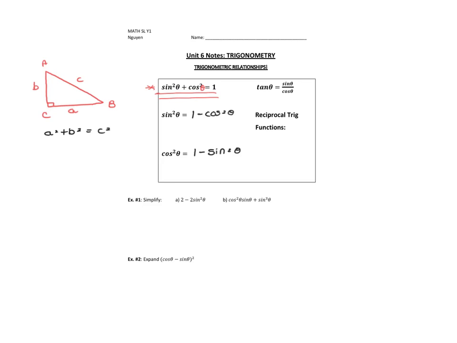Now, if we happen to divide everything by c squared, we actually end up with our identity. You can divide everything by c squared. When you start manipulating the Pythagorean theorem, then you start coming up with these trig identities. Well, a squared over c squared, if you're looking at a squared over c squared from angle A, that's opposite over hypotenuse, which is sine theta, right?